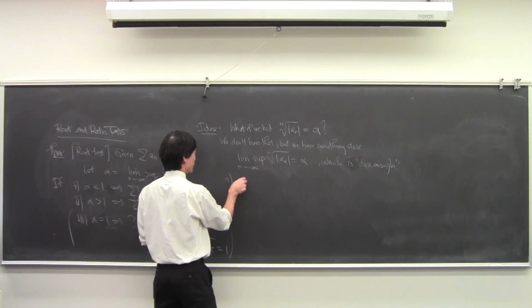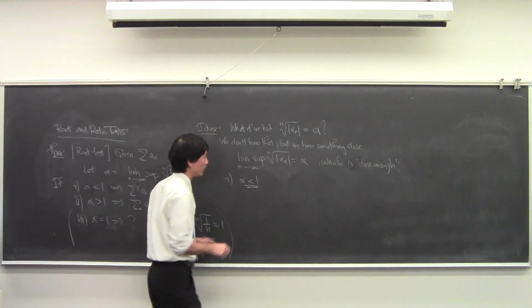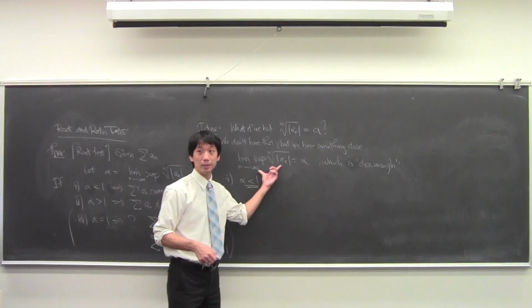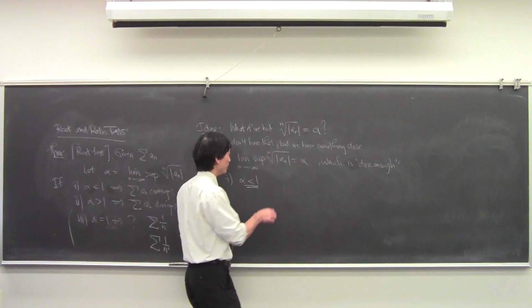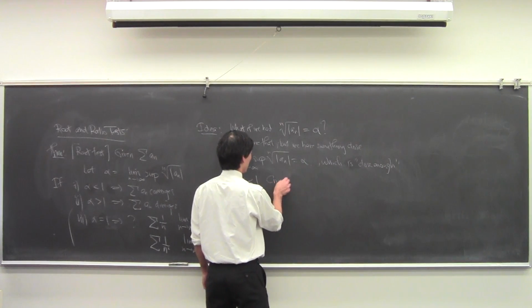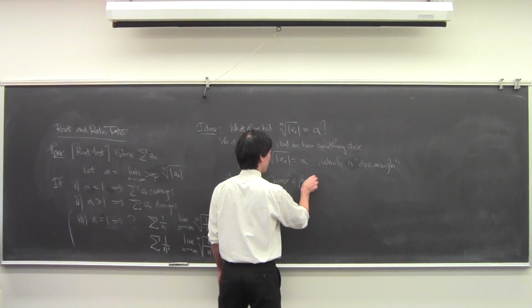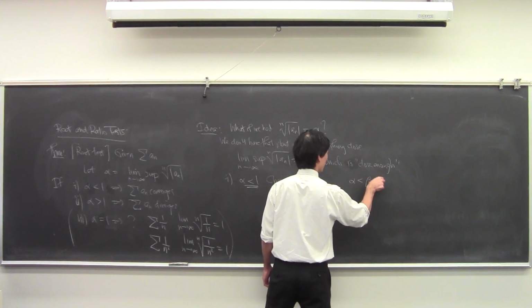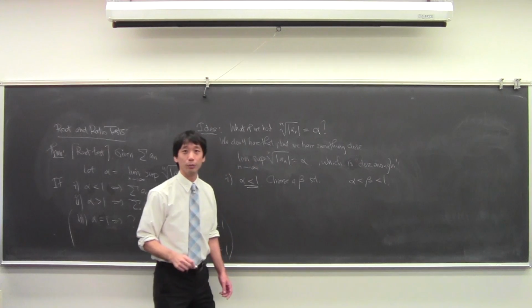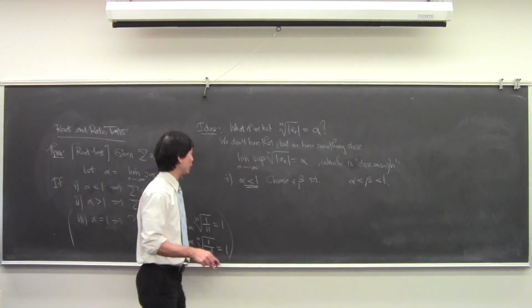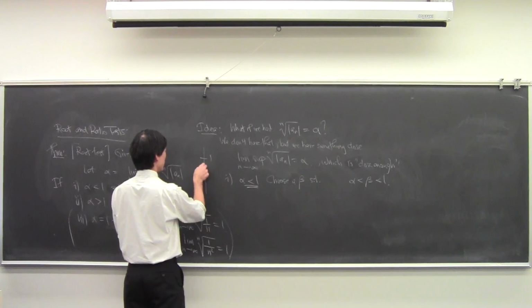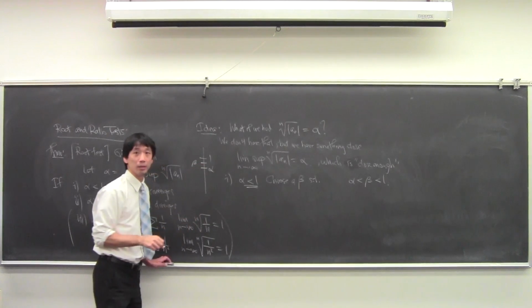Okay. Let's look at this first thing. So suppose this alpha is less than 1. So this limit is less than 1. Then choose a beta such that beta is between alpha and 1. So right here is 1. This lim sup is alpha, and we choose some beta that's between.